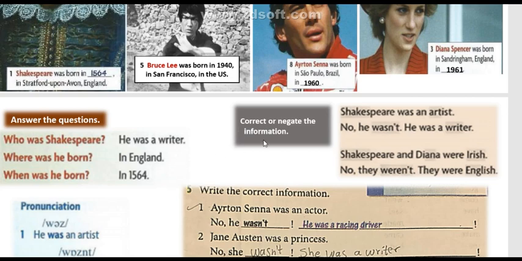1564. Correct or negate the information. Shakespeare was an artist. No, he wasn't, because he wasn't an artist. He was a writer. The negative of was is wasn't. We put not, and when we make it in the short form, it will be wasn't. Shakespeare and Diana were Irish. Because they are two persons, we put they. No, they weren't. Weren't is the negative of were. They were English.